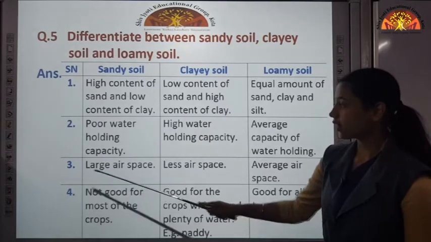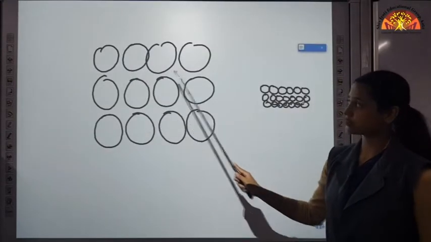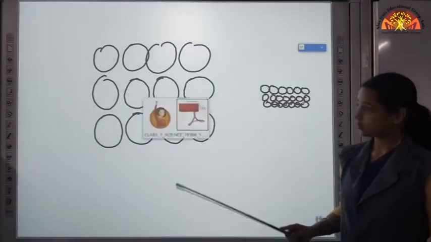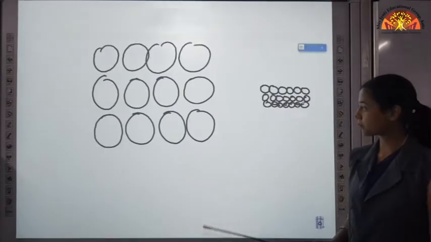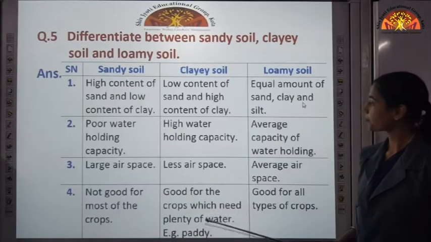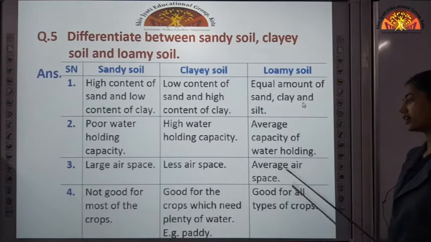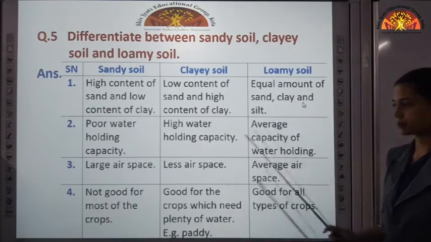Next, large air spaces. You can see here large air spaces are present in sandy soil, and in clay soil less air space because particle size is less, and average air space in loamy soil again because an equal amount of these particles are present.